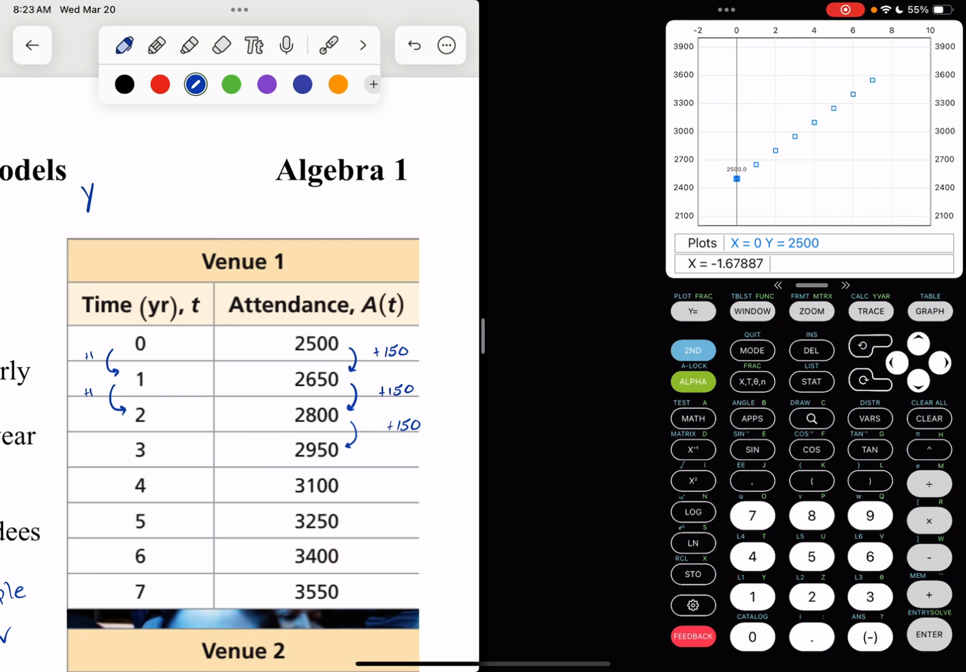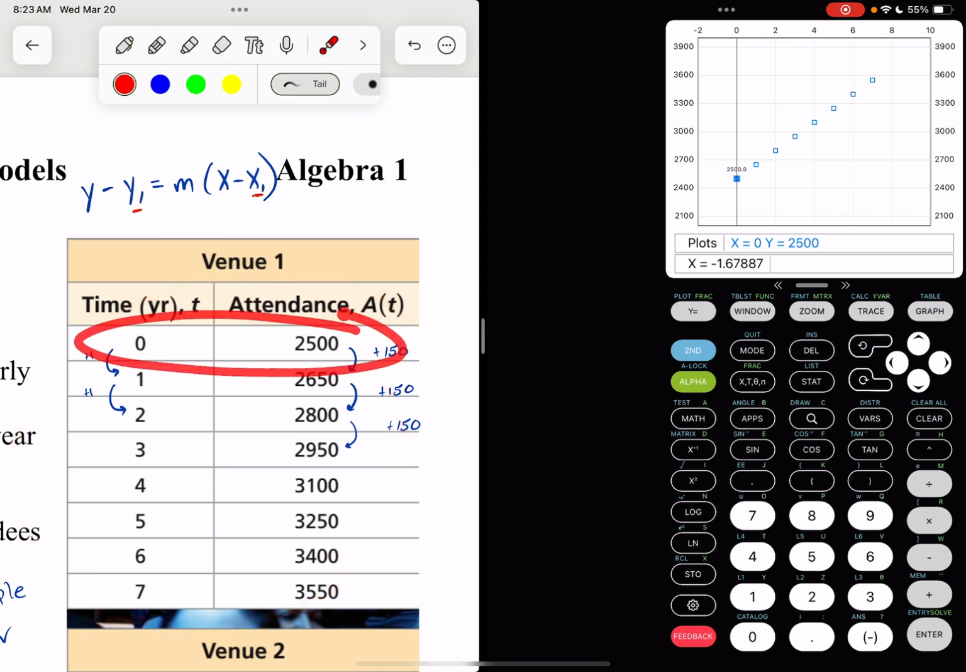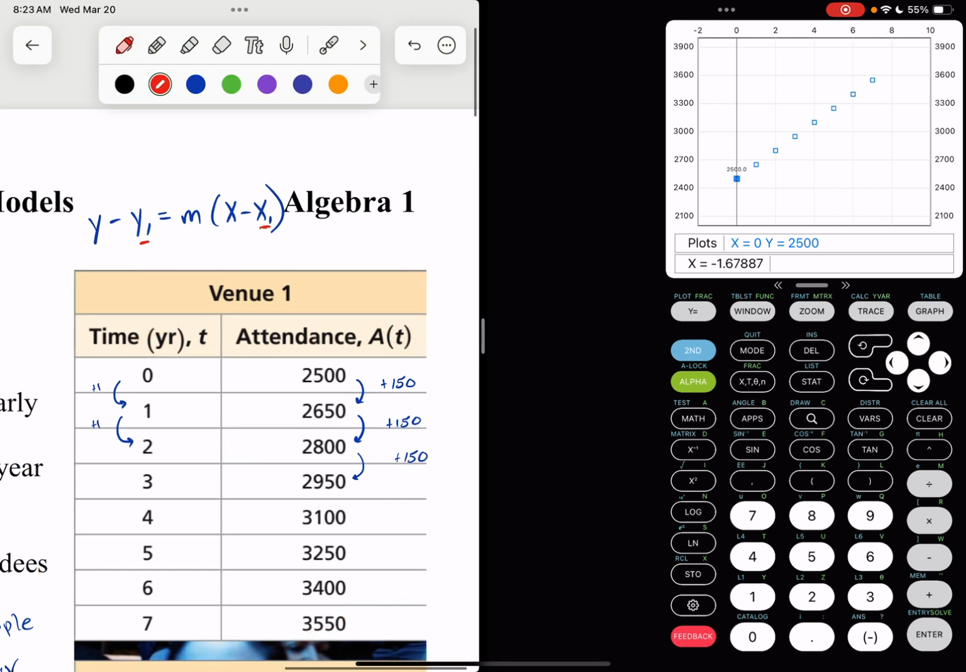To write a linear equation, y minus y1 equals m times x minus x1. I need an ordered pair. I need an x1, y1. Well, we have tons of them down here. Pick one. I'm going to pick the easiest one, which is 0, 2,500. So x is 0. My y is 2,500.